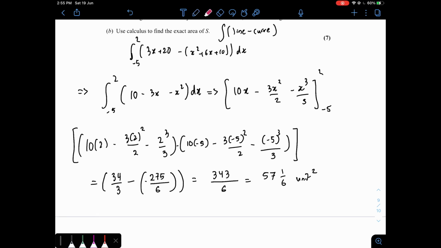So that is the answer for part B. This is also correct, and this is also correct. Both are correct. I prefer this one. This is more concrete, it has a mixed number. It's not a fraction. It's better that way.